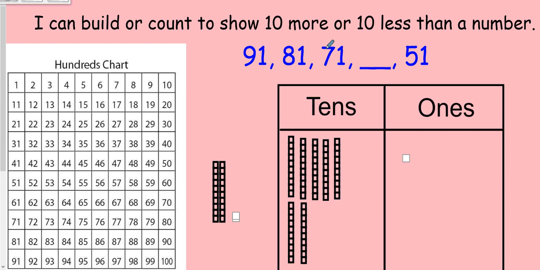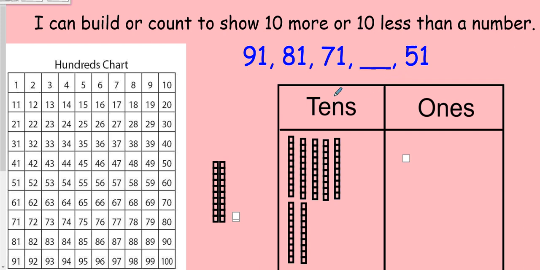Let's look at our next group of numbers. Read them with me. 91, 81, 71, blank, 51. What do you notice about these numbers? As we go, are they getting bigger or smaller? They are getting smaller. So the pattern for this one is counting down.